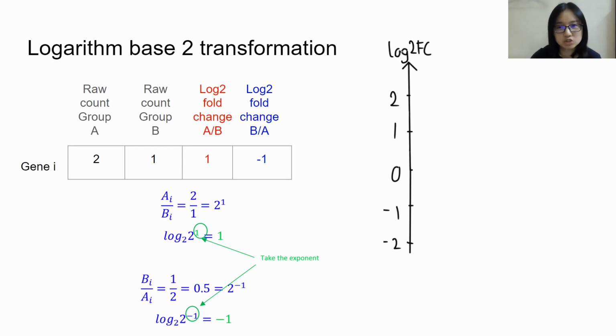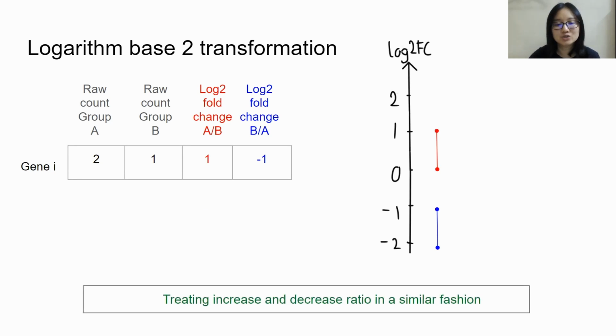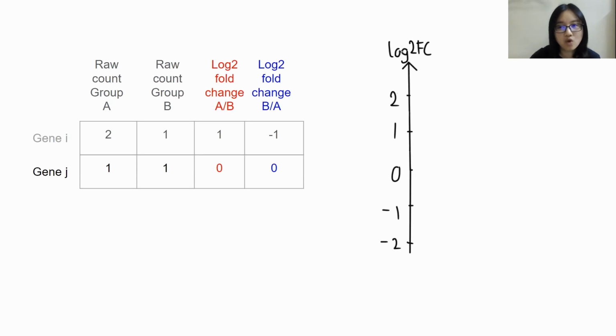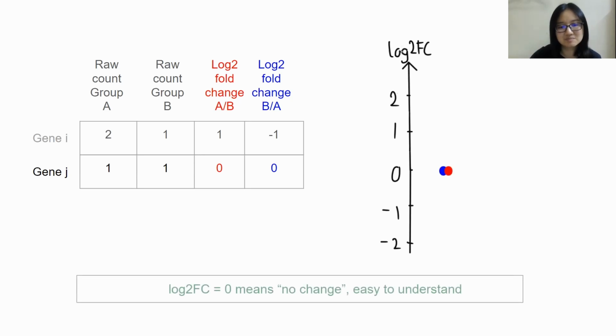Let's see the values in the figures. We will have something like this. When we compare A versus B, that's 1, and when we compare B versus A, that's -1. So it means we treat increasing and decreasing ratios in a similar manner. When both samples have a similar value, the log2 value will be just 0, so we can easily understand that a log2 fold change of 0 equals no change.